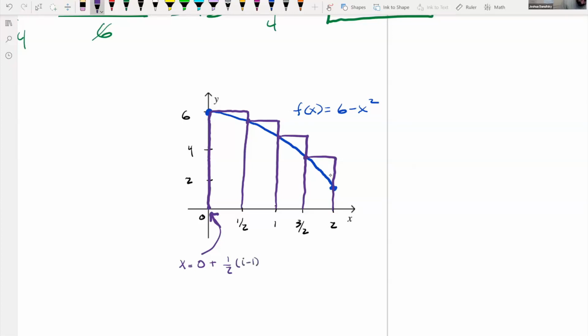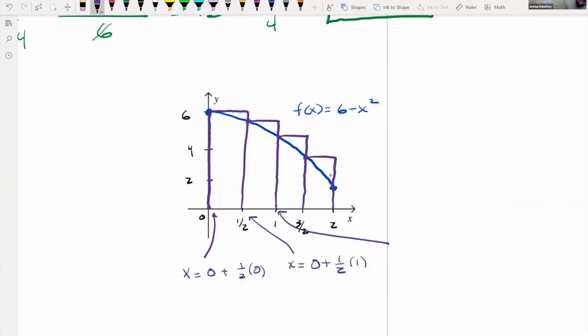So actually, let's do this kind of like I did before. Watch. This first left endpoint is going to be x equals 0 plus 1/2 times 0, right? No delta x's, no widths. This one is going to be x equals 0 plus 1/2 times 1. And this one over here is going to be x equals 0 plus 1/2 times 2, and so on and so forth. We get to do it for 3 right there.